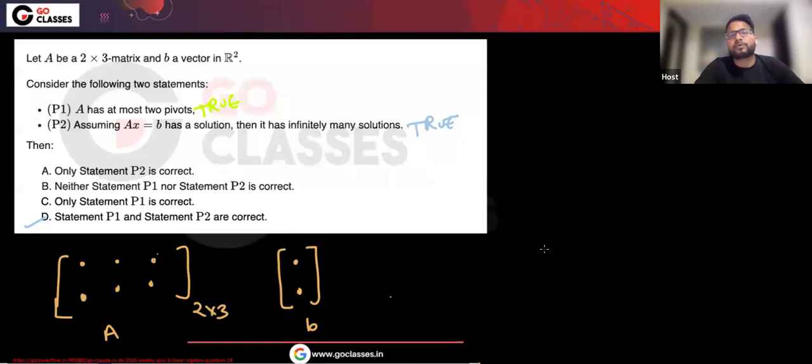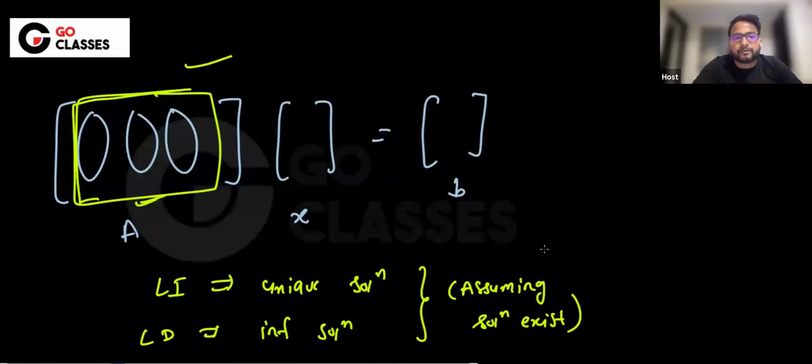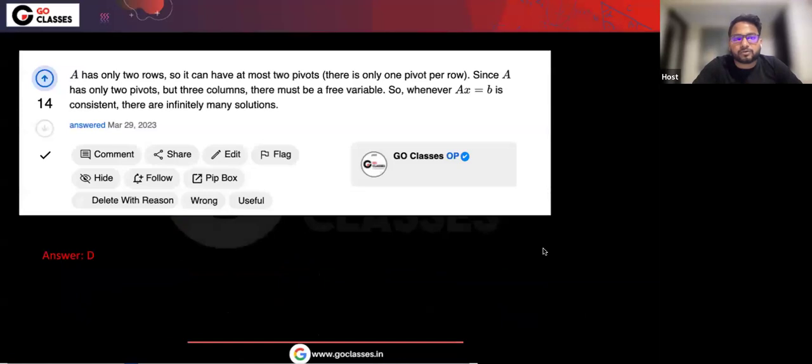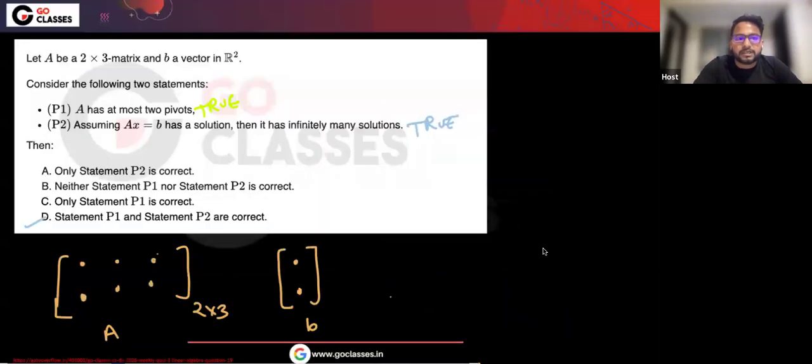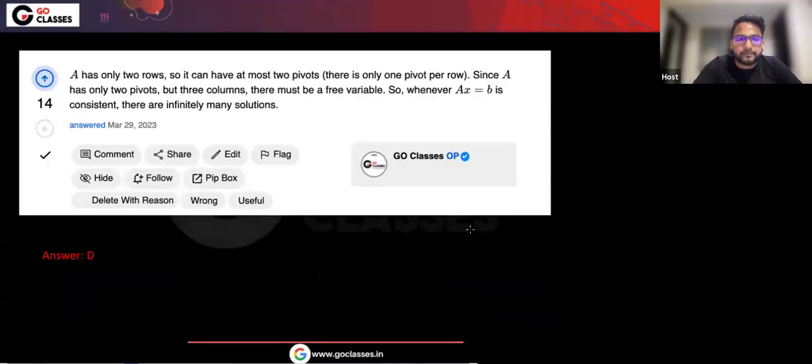The solution could be the trivial solution or a non-trivial solution. If they say solution, they are not talking about only a non-trivial solution or anything. Solution means it covers both trivial and non-trivial. The trivial solution is also a solution, and we will be considering that also a solution. So basically, the answer here is D, right? So the answer is D.